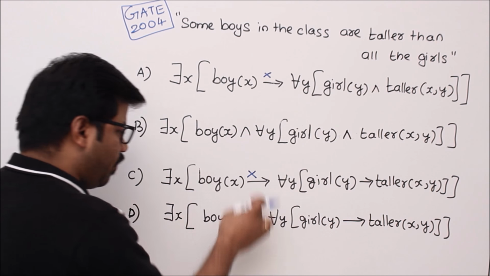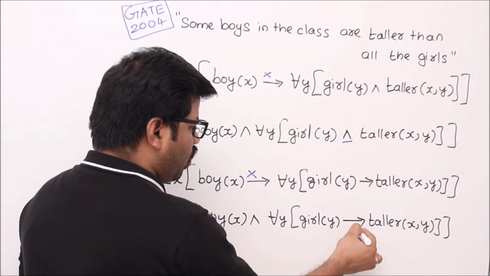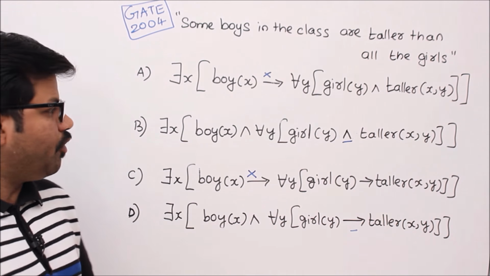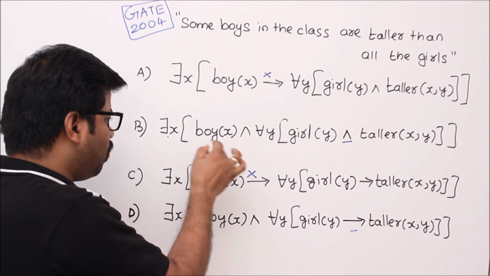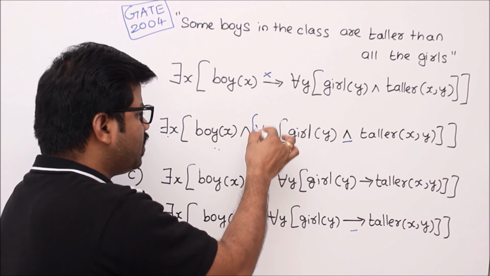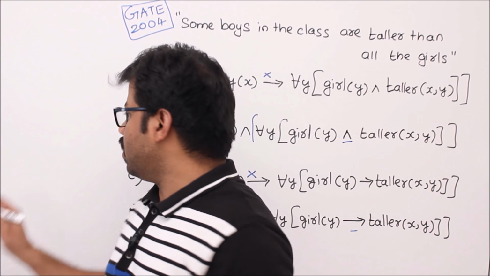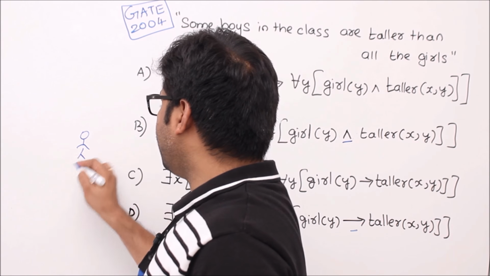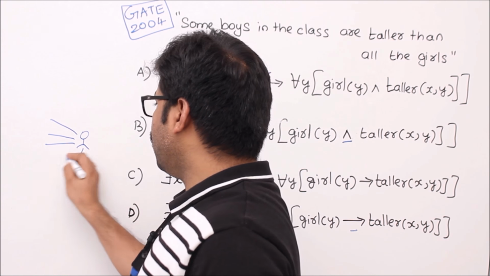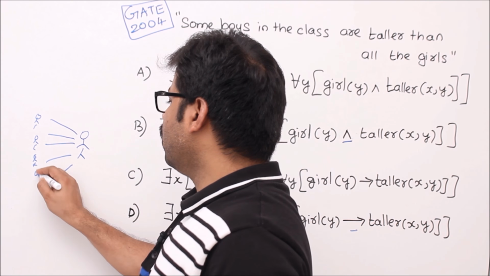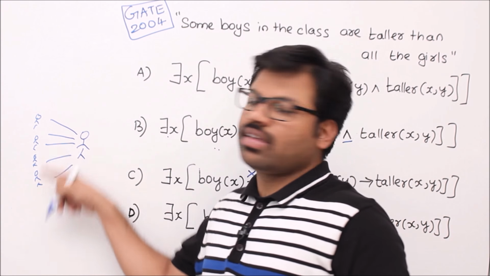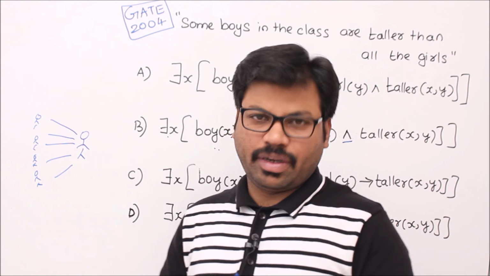Now in these two, the difference is you have and here you have implication. Which one is correct? If you see this one, we are saying that there is some boy, that boy has a property. What is that property? That property is that boy is taller than all the girls, isn't it? Like these are all, let's say, girls. So this boy is taller than all the girls. This property we should represent.